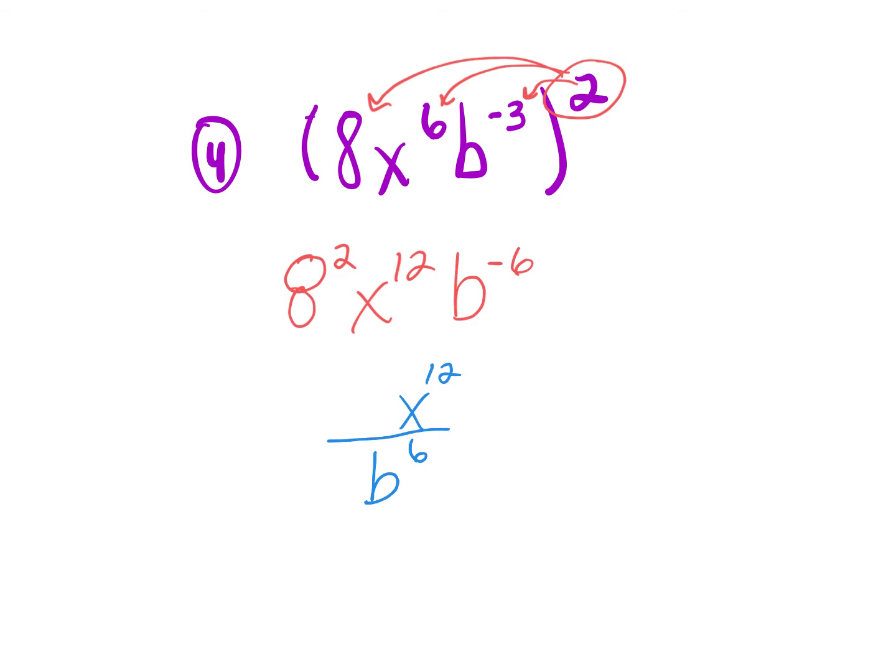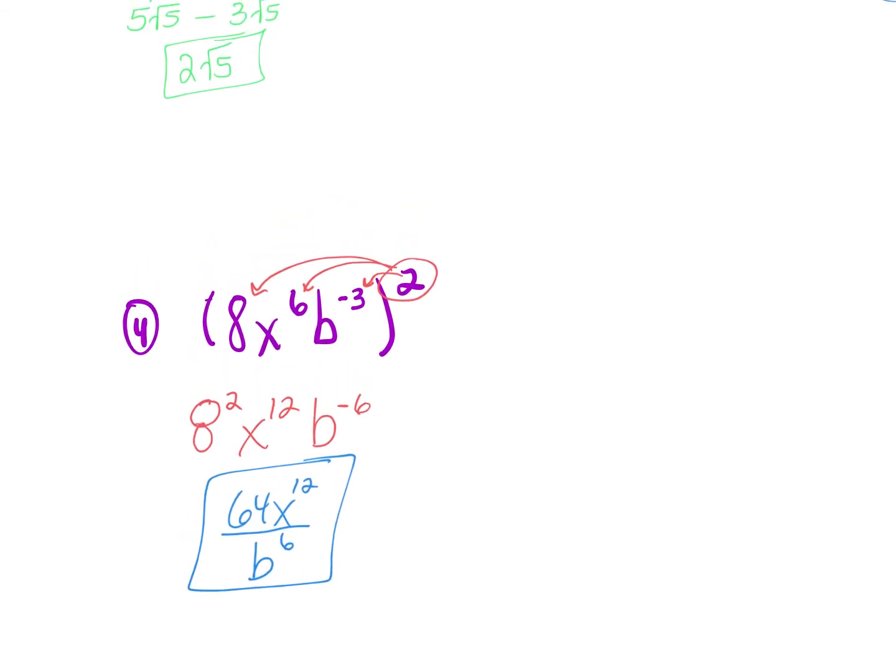8 squared is 64. Remember, guys, it's 8 times 8, not 8 times 2. A common mistake would be where you guys would say, oh, that's 16. Silly mistake. Minimal points off, but it's still going to be points off. So just be careful about that.